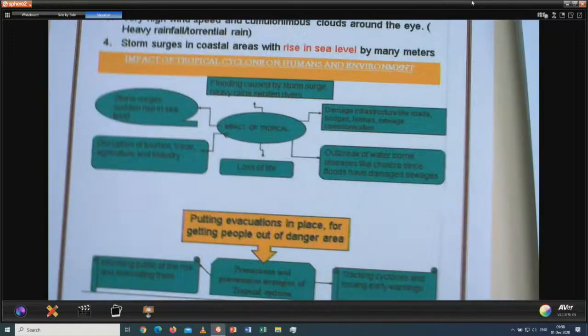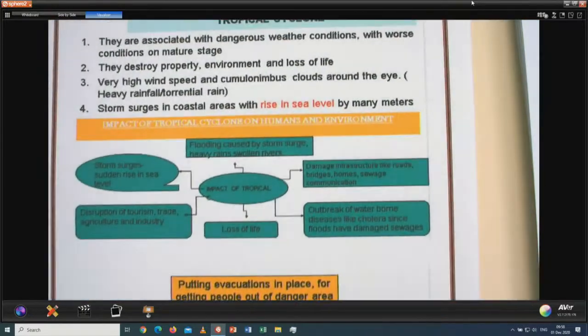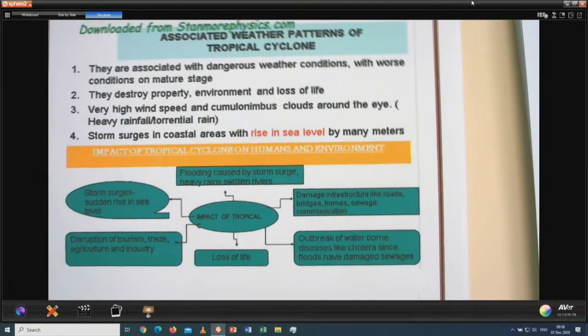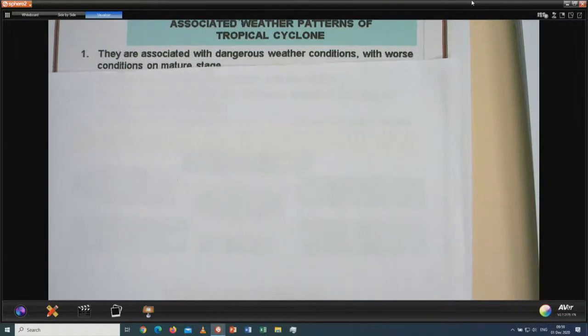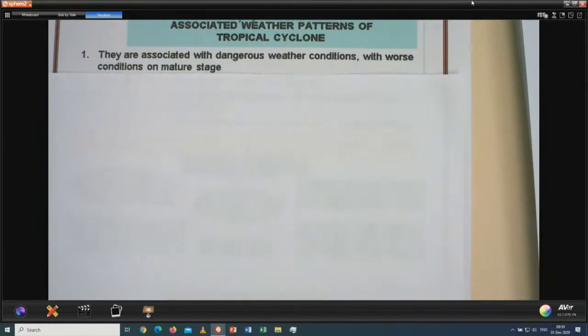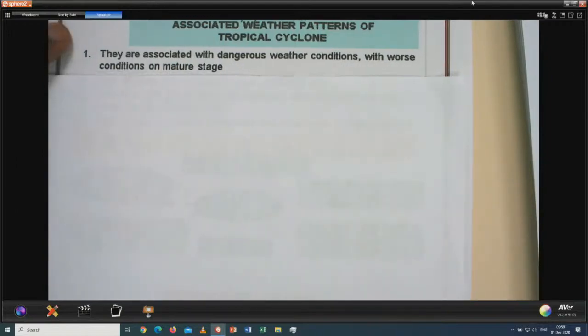Okay, we go to the associated weather patterns of tropical cyclones. They are associated with dangerous weather conditions, with the worst conditions at the mature stage. Right, we move to the next.